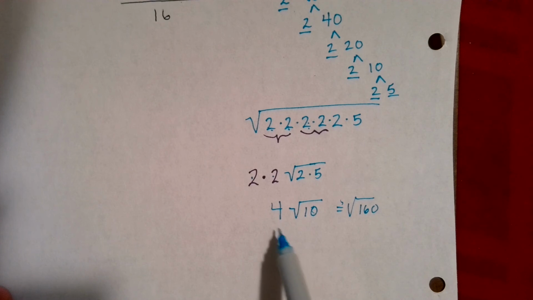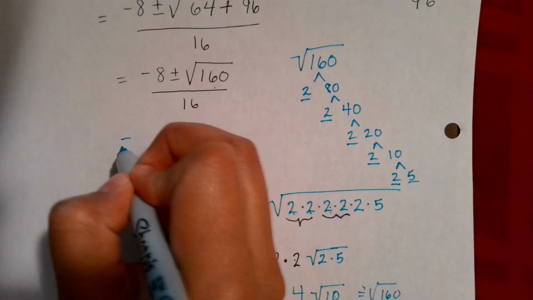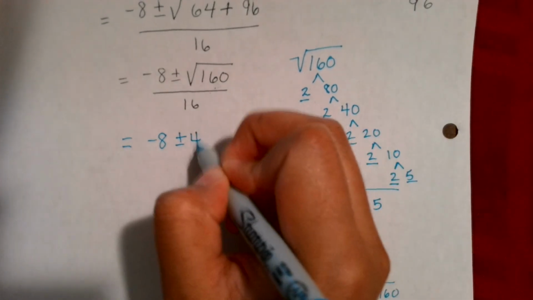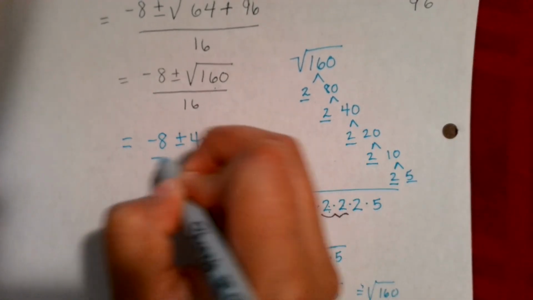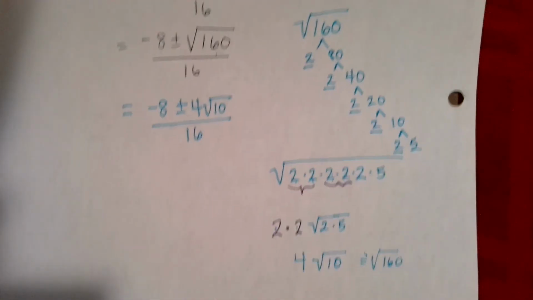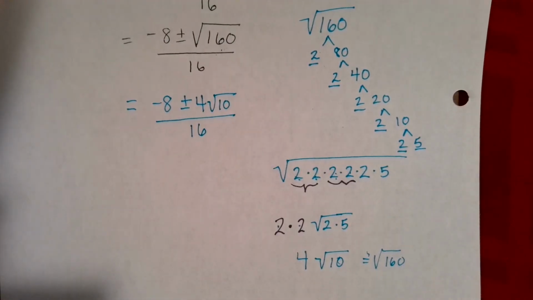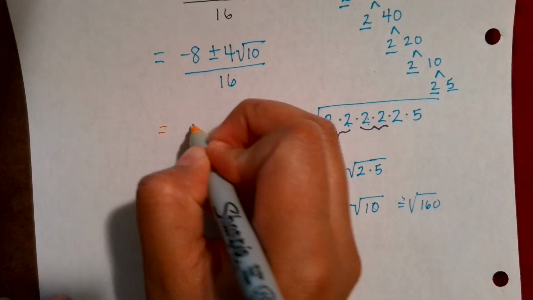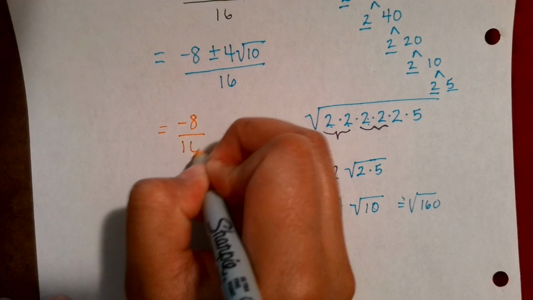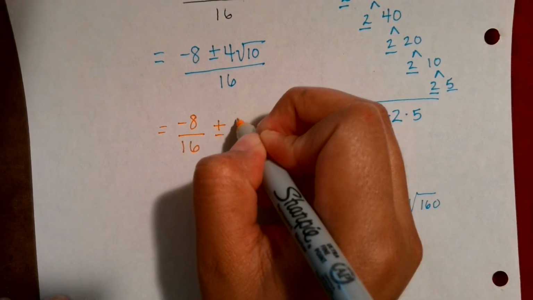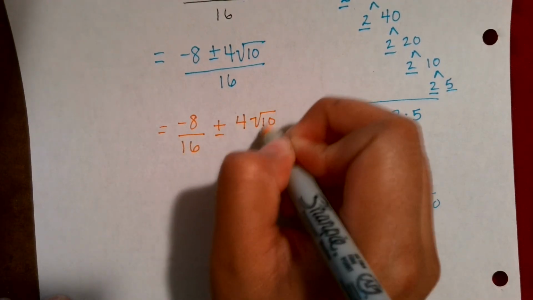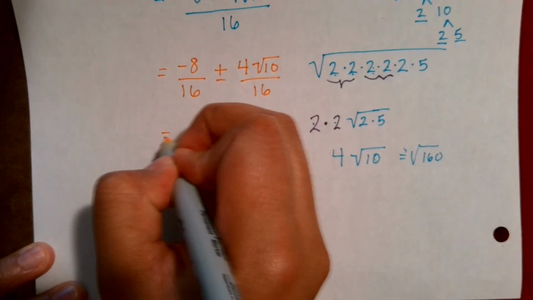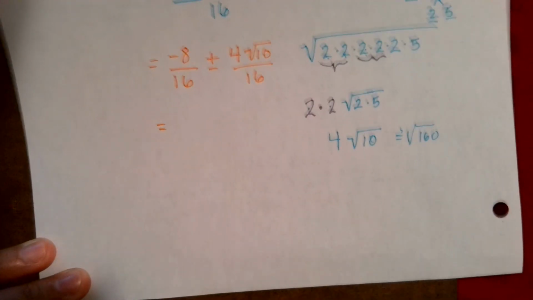All right, so now that we got 4 square root of 10, and again, I told you guys this one's going to be a little bit longer, plus or minus the 4 times the square root of 10 divided by 16. And this is where we're going to see if we can simplify this or write it in a different way, in simpler terms. So we got negative 8. Remember that the 16 divides the negative 8, and it divides the 4 square root of 10 over 16. And this one does simplify just a little. Let's see how we can simplify it.